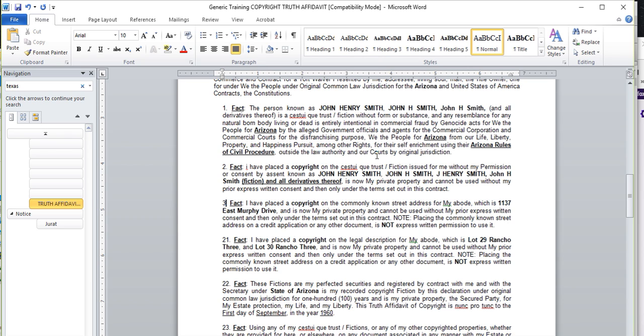We, the people, for Arizona, for our life, liberty, property, and happiness pursuit, among other rights, for their self-enrichment, using their Arizona rules of civil procedure outside the law authority and our courts by original jurisdiction. So it's basically, this is all in truth. And if you want to know about how to do truth, you've got to watch some of David Wynn Miller's videos, and he talks about that stuff. So this is all in truth. So it sounds a little bit different, but when you start thinking about it, it's right on the money.